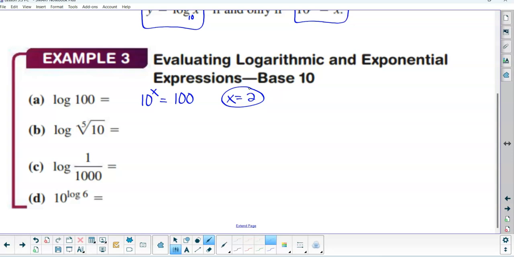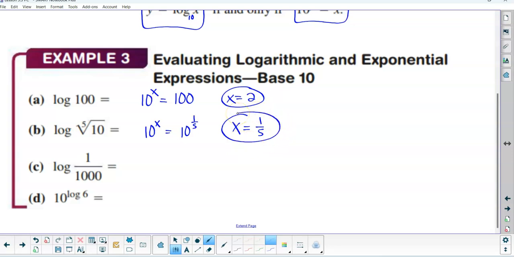Part B, another common log. This time it's the common log of the 5th root of 10. So we'd say 10 raised to what power equals, I'm going to rewrite that fifth root of 10 as 10 to the 1/5 power. And now you can clearly see that your result is 1/5 because the bases are both 10.